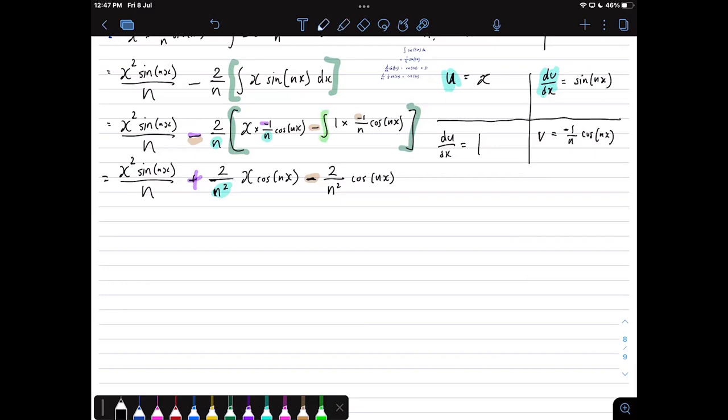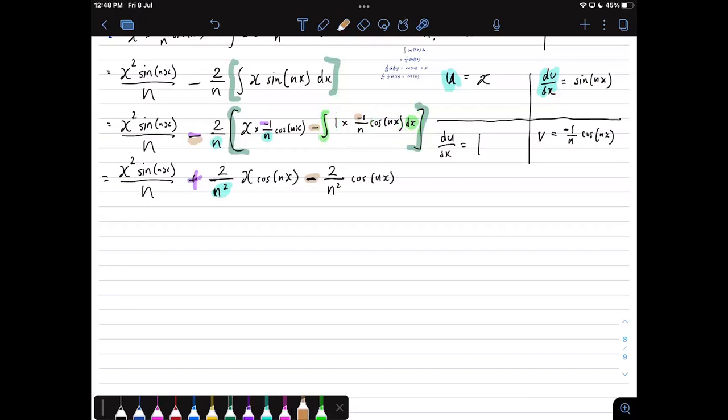Oh, I'm sorry. I made a mistake. I didn't put in the dx here. Sorry, my mistake. What's missing? You times the constants. That's fine. But have you integrated the cosine nx? No.